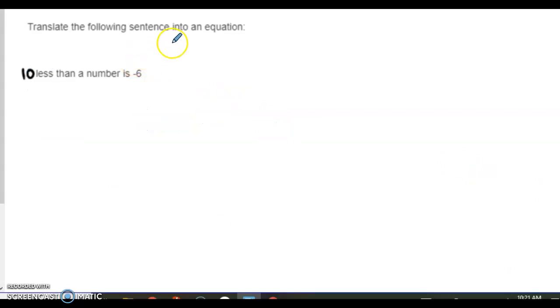Translate the following sentence into an equation. Okay, this says 10 less than a number is 6. So I'm going to go ahead and make some notes here. Less than usually means subtract. A number usually means x since we don't know it. Is always means equal. So we have 10 less than a number is negative 6. So when I go to write this equation, I know that is -6 means it's going to equal -6.